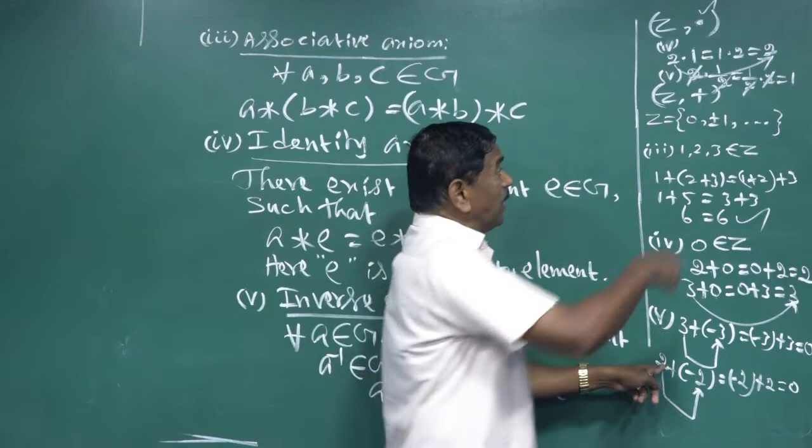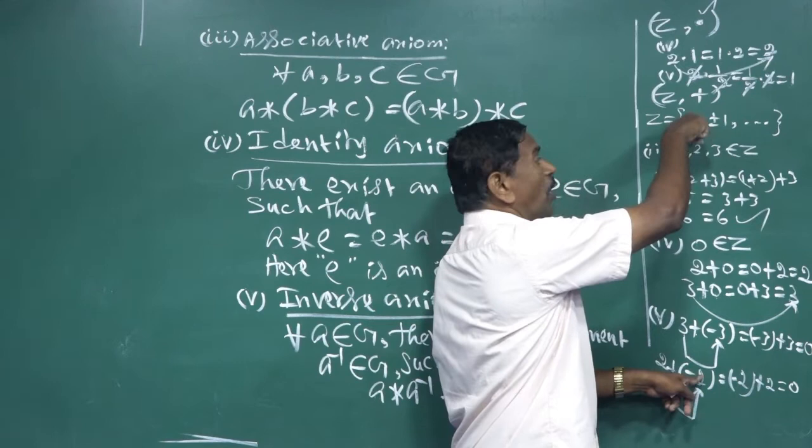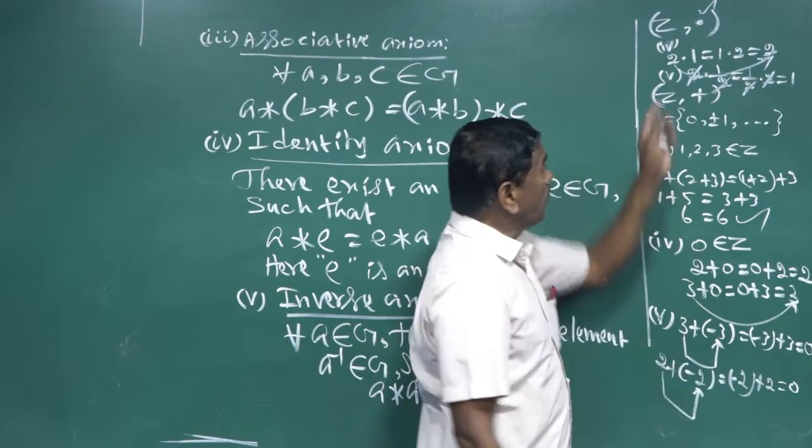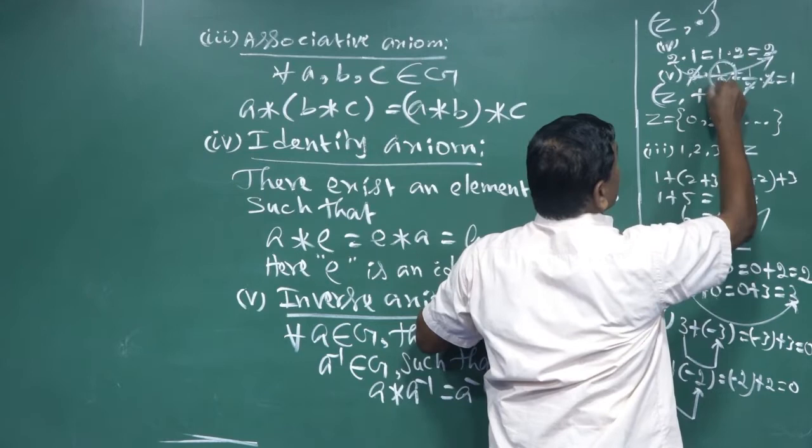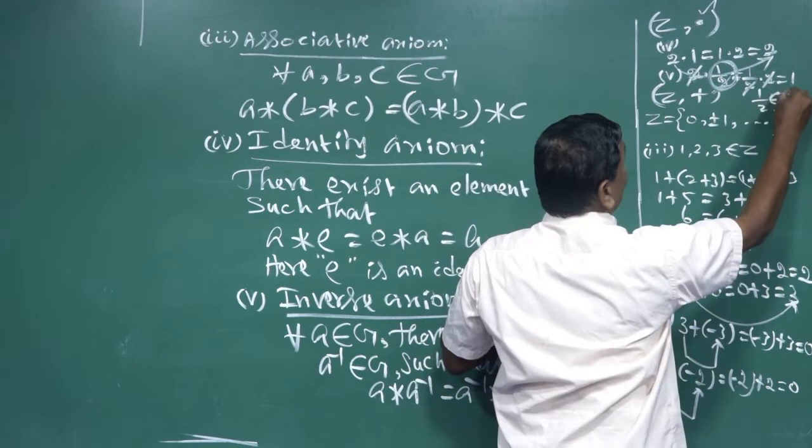See, for every 2 belongs to Z, there exists an element minus 2 belongs to Z, such that 2 plus minus 2 equal to minus 2 plus 2 equal to 0. Similarly, for every 2 belongs to Z, there exists an element 1 by 2 belongs to Z, such that... here, listen, 1 by 2 is a fraction. 1 by 2 does not belong to Z. Remember, 1 by 2 is a fraction, and a fraction does not belong to Z.